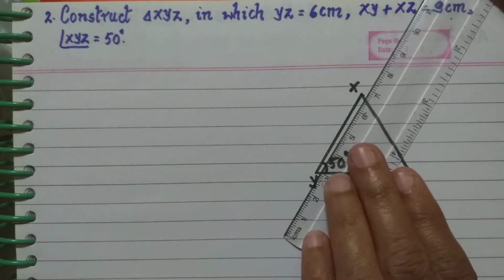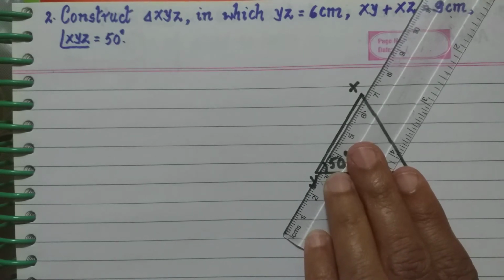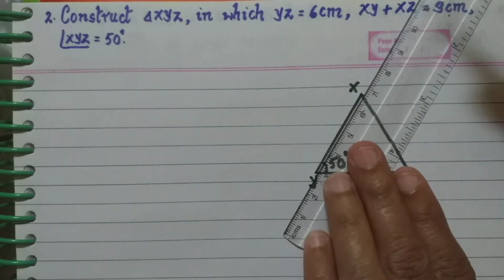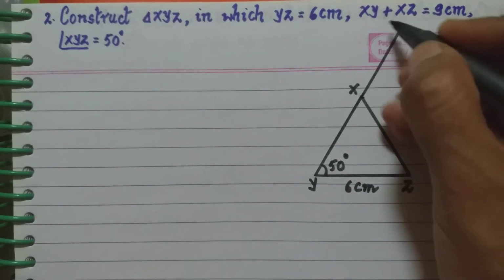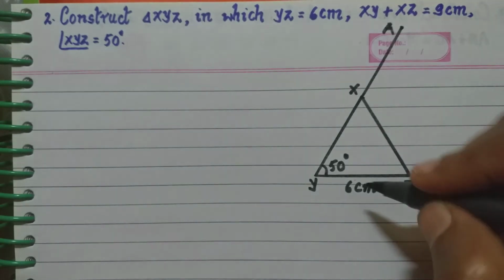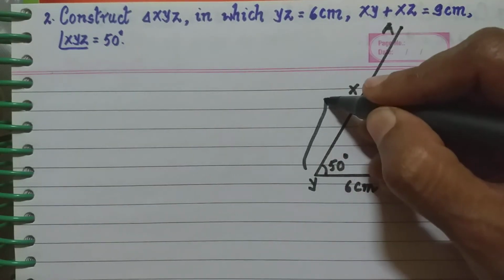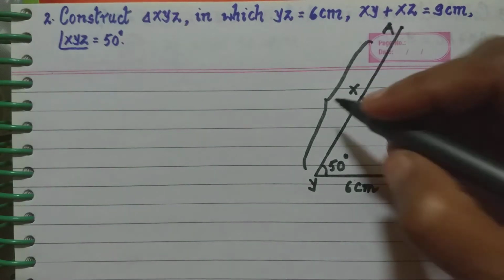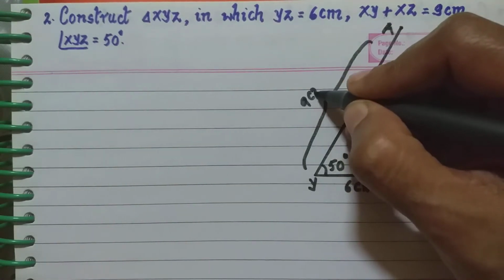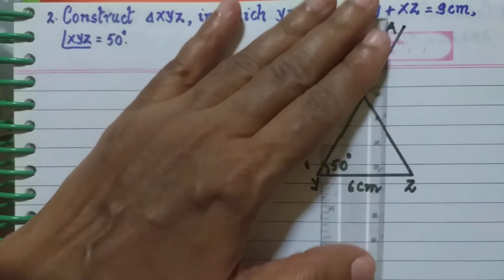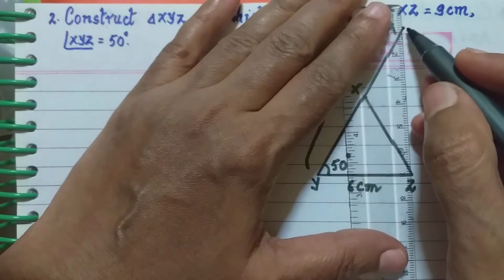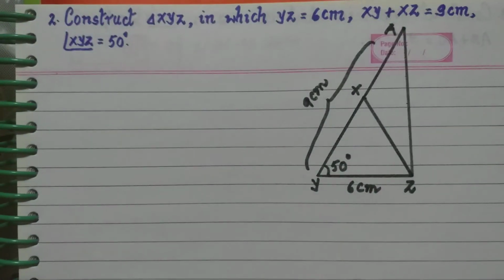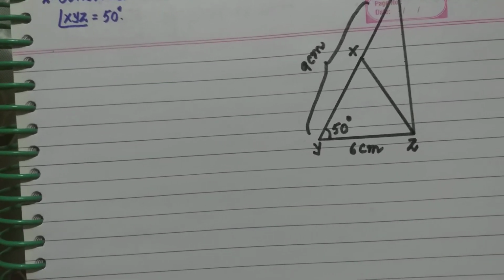So we produce this, or we extend YX to a point. Okay, we said we'll take this point as A such that this YA or AY is equal to 9 centimeter. So we write it here. And then we join this A to Z. Okay, so now our rough figure is ready. Now we start with the fair figure.